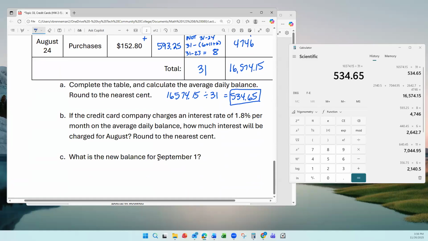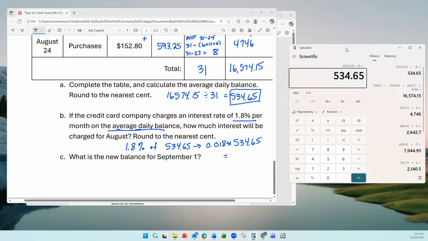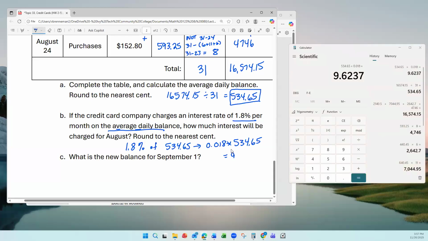So now that we have that whole first step, we can do the interest, 1.8% on the average daily balance. So we're taking 1.8% now of the 534.65. 0.018 times 534.65 is 9.62.